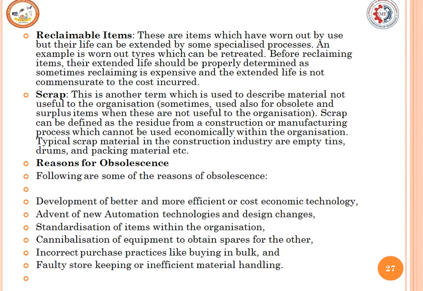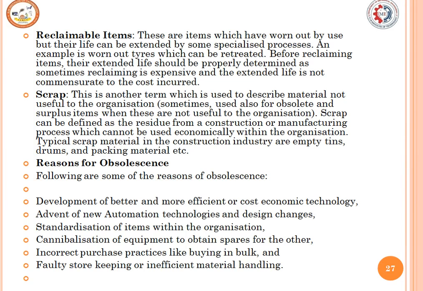So what are the reclaimable items? Reclaimable items are those which are worn out and cannot be reiterated. Before reclaiming the items, their extended life should be properly determined, as sometimes reclaiming is expensive, and the extended life is not commensurate to the cost incurred. Scrap is another term used to describe material not useful to the organization. Scrap can be defined as the residue from a construction or manufacturing process which cannot be used economically within the organization. Typical scrap materials in the construction industries are empty tins, drums and packing materials.